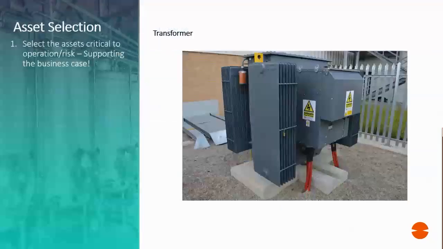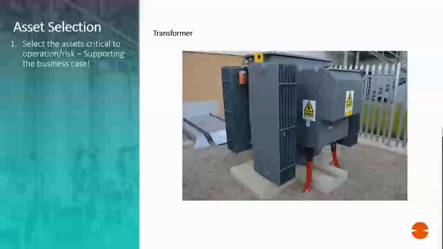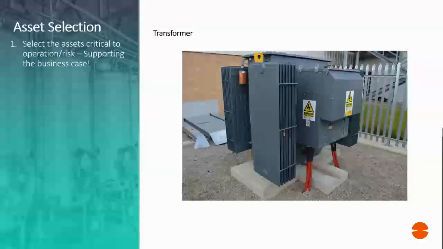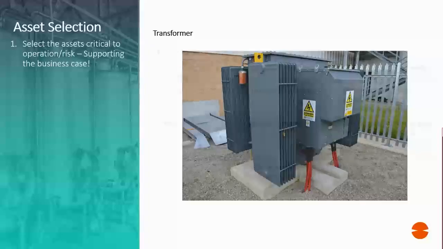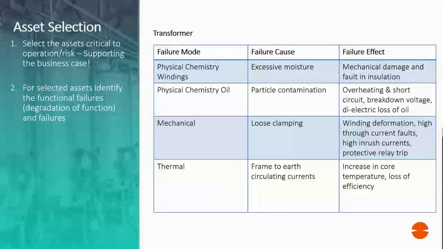So for asset selection, step number 1, let's say we select a transformer. I think most of you are quite accustomed to transformers, either in distribution or transmission networks. So for the selected asset, the transformer in this case, we collect the FMEA, the failure mode and effect analysis, or FMECA, failure mode effect and criticality analysis. And this allows us to focus on the failure modes that have the highest impact or the highest risk priority number, i.e. the failures that actually matter.